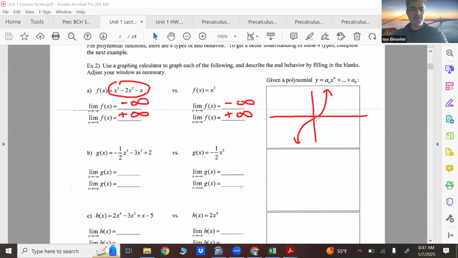Hold on a sec here. Let me freeze again really fast. Go to Desmos.